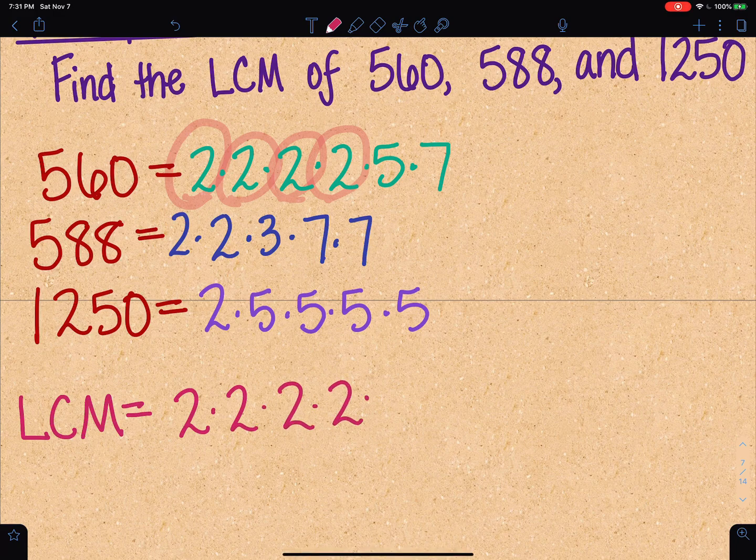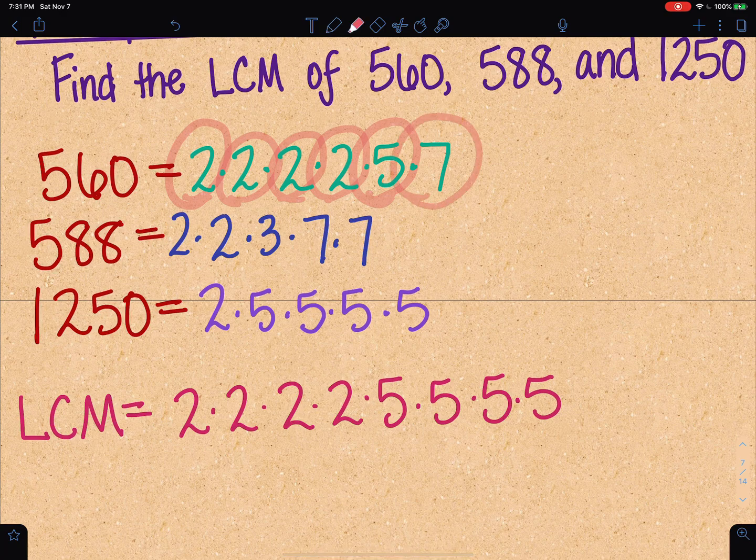Okay, 4 times. Now, how about this prime, the number 5? It's 1 time in the 560, it's 0 times here, and it's 4 times down here. So I've got to write it 4 times. 1, 2, 3, 4. What about the 7? 7 is next. I see there's 1 time it shows up here, twice it shows up here, and 0 times here. So I need to write it down 2 times.